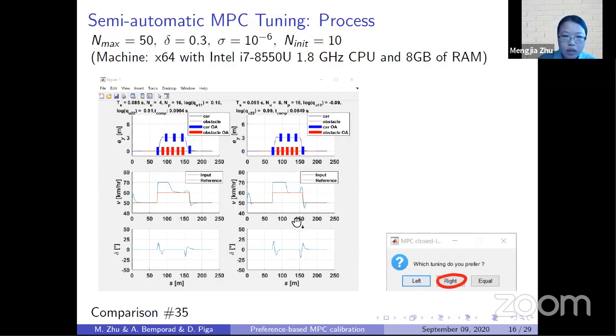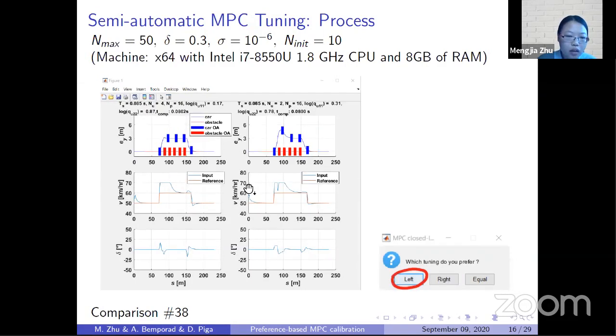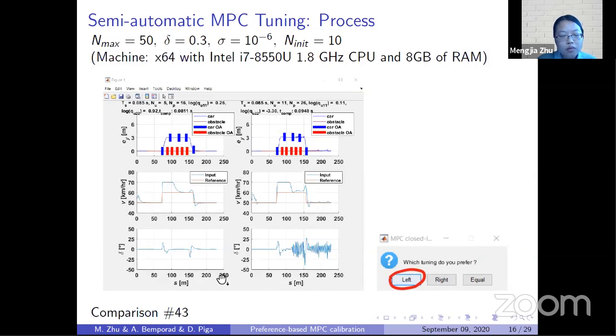the right one is selected because the computational time of the left one exceeds the sampling time in this case. And for the 38th, we choose the left due to the lateral position, less aggressive. And for the 43rd, we select the left one since the steering angle of the right one seems very aggressive.